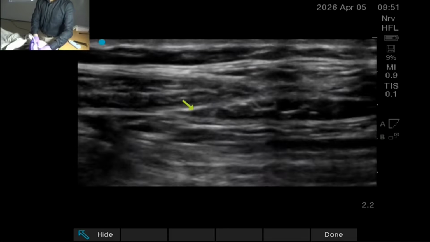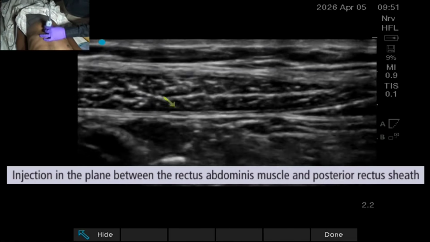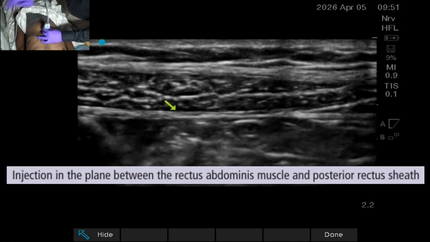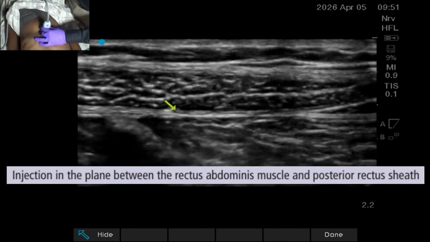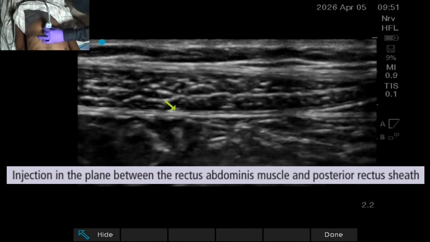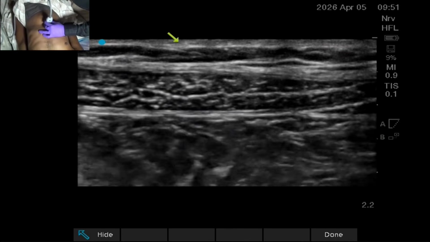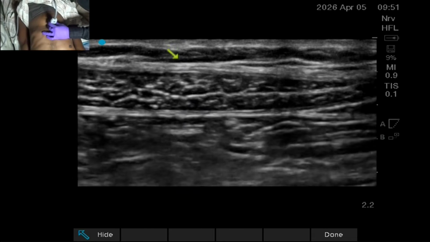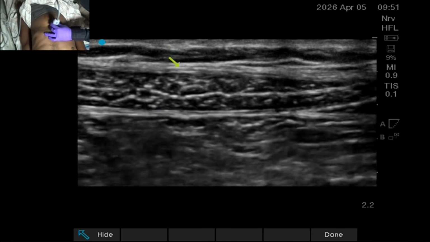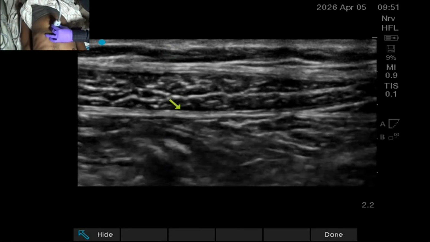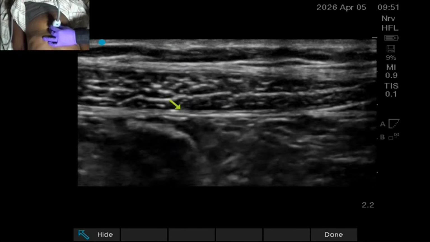So whenever we are blocking the plexus, the bunch of nerves, where will we deposit the drug? We will deposit the drug in between the muscle and the posterior rectus sheath, between the two lines, the upper line and the muscle. If we do a landmark-guided technique, there will be first a bounce, then a pop, then a bounce. So here we will stop and deposit the drug.